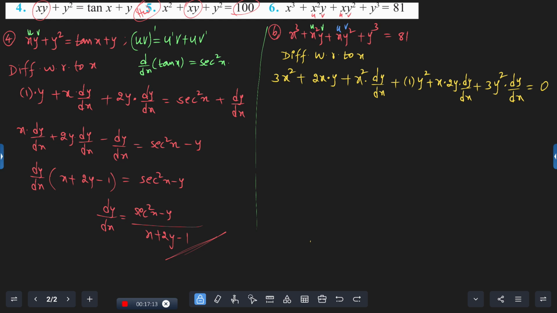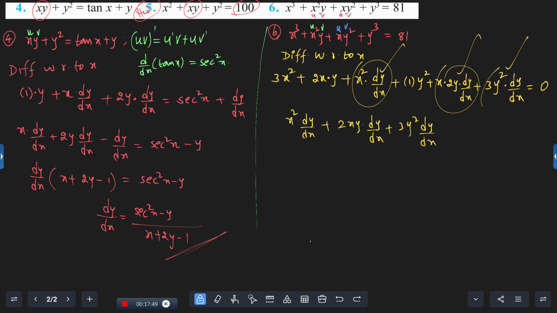Now your work is, wherever you have dy by dx, everything should be kept on one side. The other terms you send opposite. So here dy by dx, here dy by dx, here dy by dx. These 3 terms let them be on the left hand side itself. Other terms you send opposite. So what is that? x square dy by dx plus, next this one, 2xy into dy by dx, plus the third term, 3y square dy by dx. Sir, all these dy by dx terms I have written together on the left hand side.